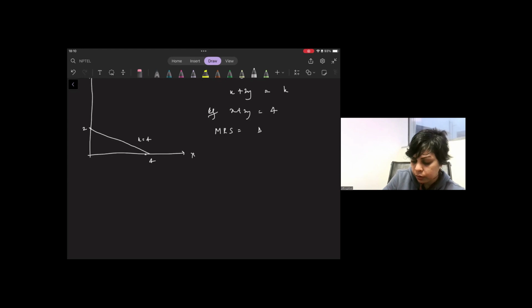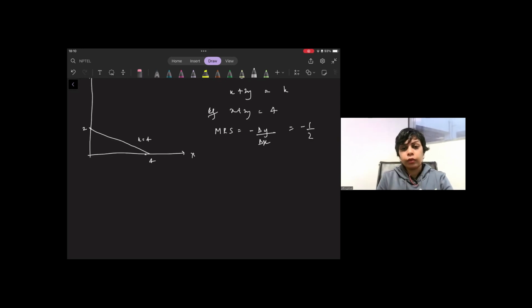MRS is in some sense minus delta y by delta x. So we have minus half over here, right? If you think of it in these terms, delta y by delta x, why? Because it is the slope of this curve. MRS is the slope of the indifference curve. In this case it's a line, so it's a constant slope. But we can write slope as delta y by delta x. That's very basic fundamental maths, not something complicated. But if we write it in those terms, it's a bit easier to relate which number is delta y and which number is delta x.